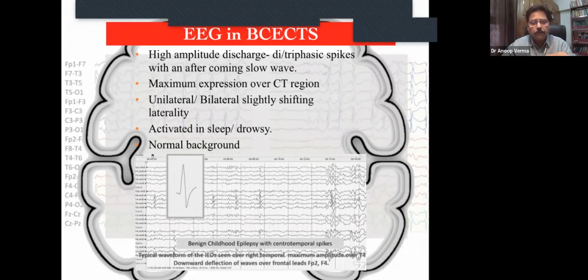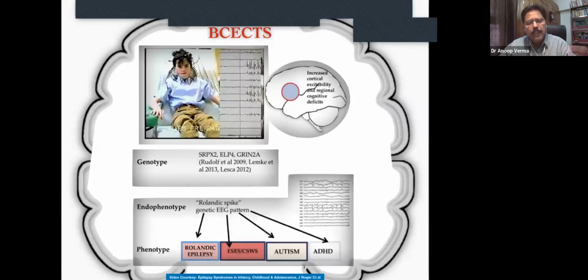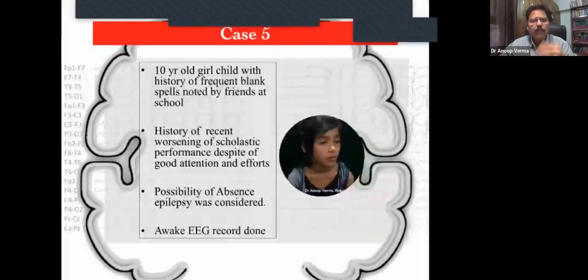Now this is another patient of BECTS. You are seeing the discharges coming from the centrotemporal region, and these are the mutations of the genes which are responsible. These are the Rolandic spike endophenotypes, where you can see the Rolandic spike in Rolandic epilepsy, ESES, ECSWS, autism, and ADHD as well. And we know that it has an excellent prognosis. AEDs can be avoided, and carbamazepine is frequently used.